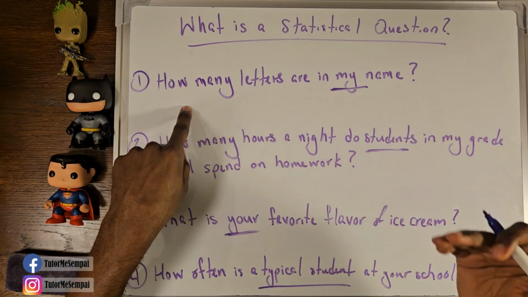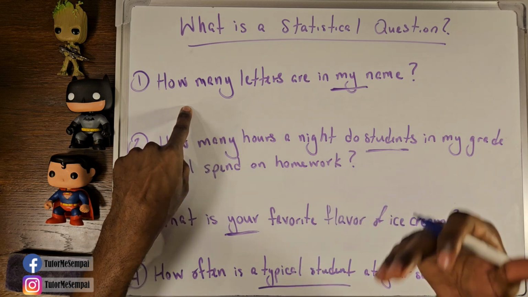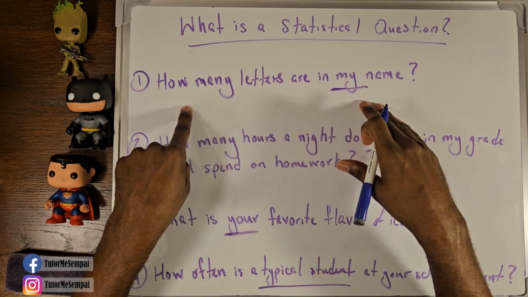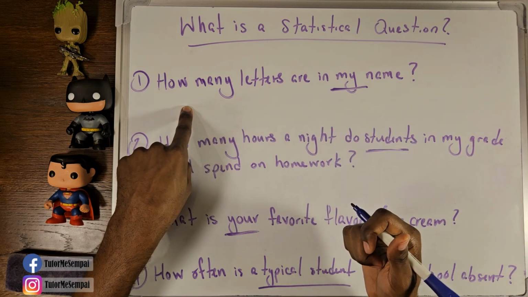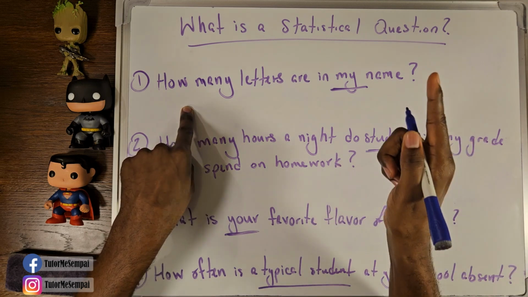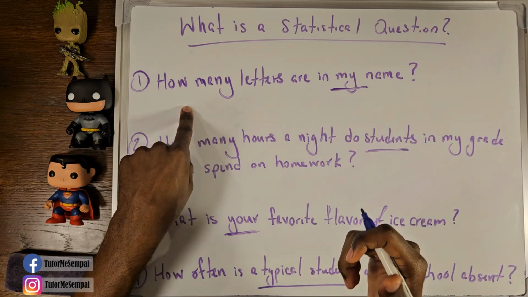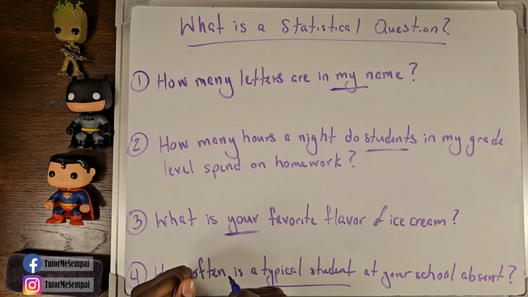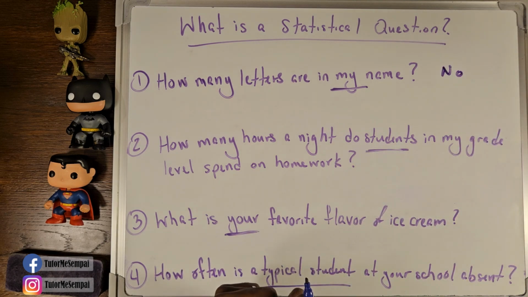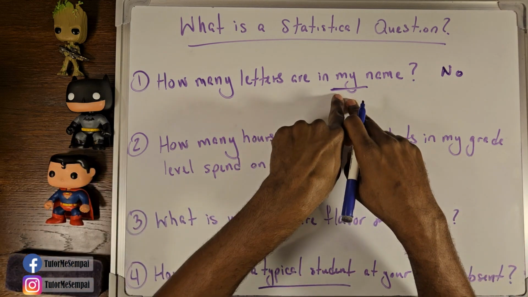How many letters are in my name? Is that a question that you need to collect data for that varies? Well, you're just looking at my name and adding up all of the letters in there. There's really no varying there. This is going to be one number. Count up all my letters, that's the number you get. So is this a statistical question? No, not a statistical question, because there's only one data point. There's no varying. I'm your only pool.